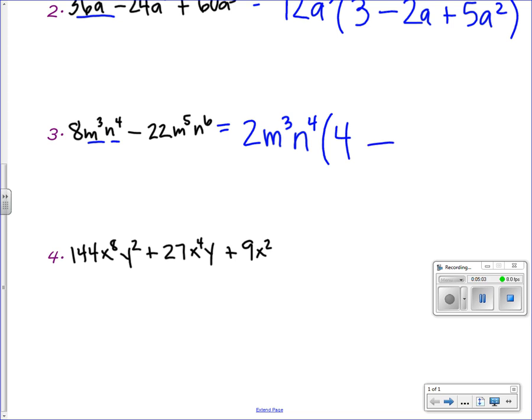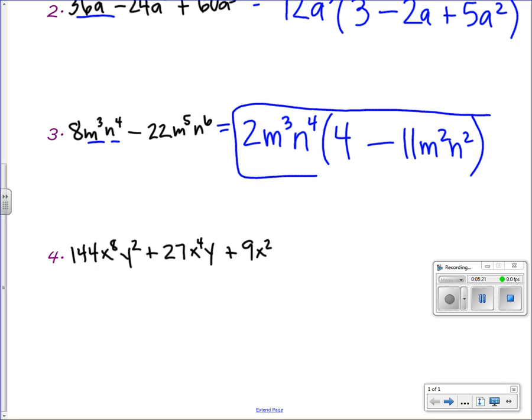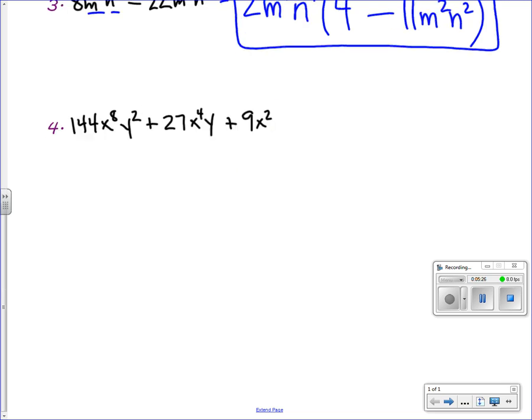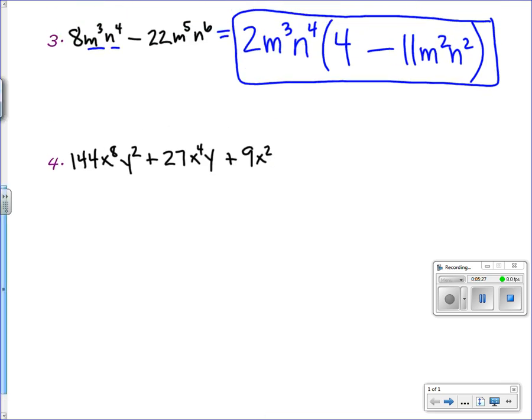Minus 22 divided by 2 is 11. And then we factor 3 m's, so we have how many m's left? 2 of them. And how many n's do we have left? 2 of them, so n squared. Okay, well, everyone to start number 4 on your own, and then we'll check it. Question though on 3?